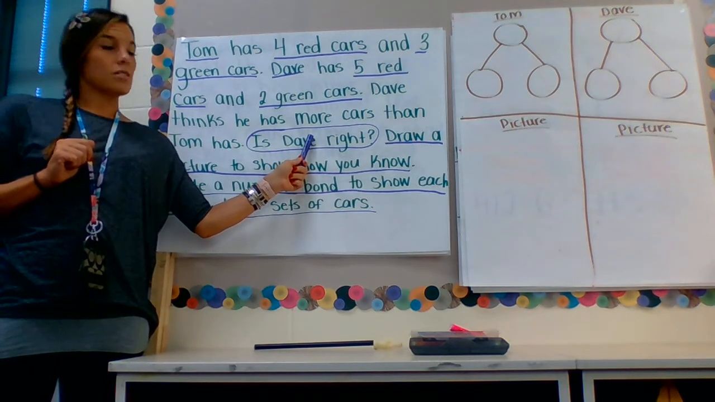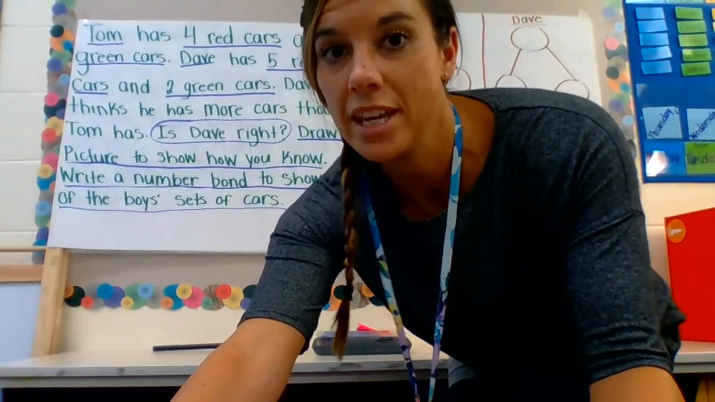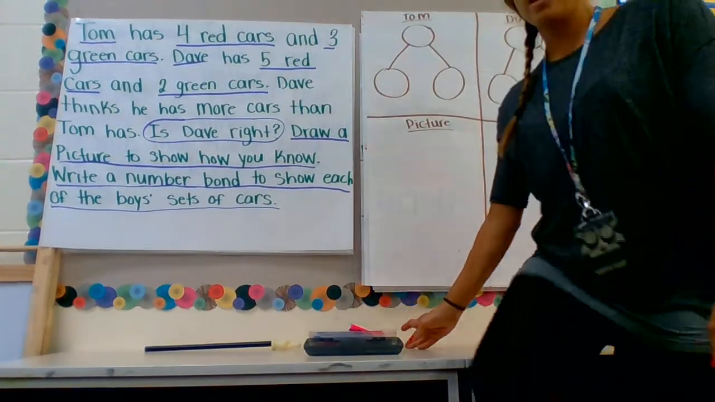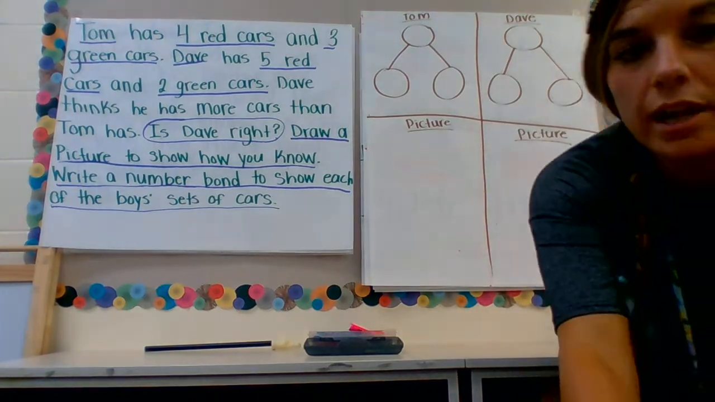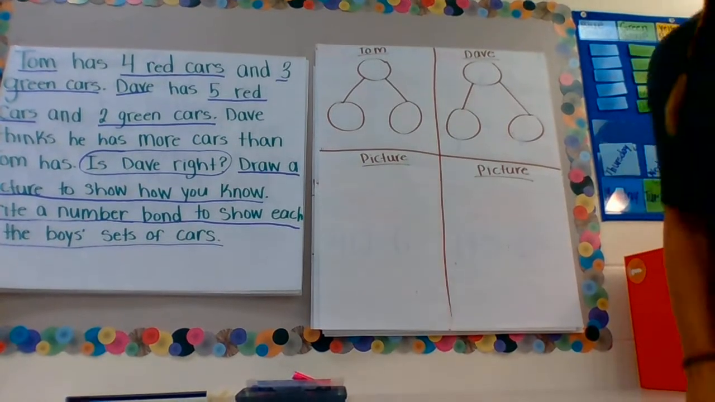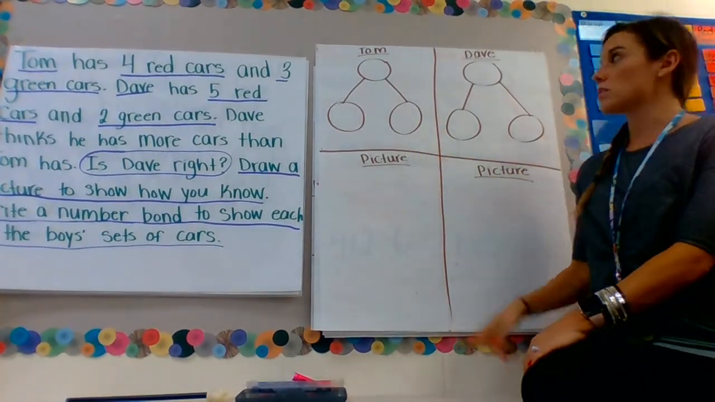Okay, so let's come over to the answer page. I don't know what else to call it. Okay, so here we are. This is what your page is going to look like on Seesaw. So after you listen to the problem, it'll look like this, okay? And it's broken up into 4 squares.